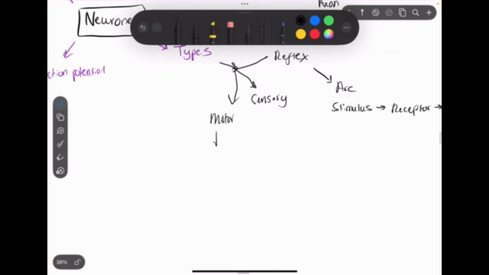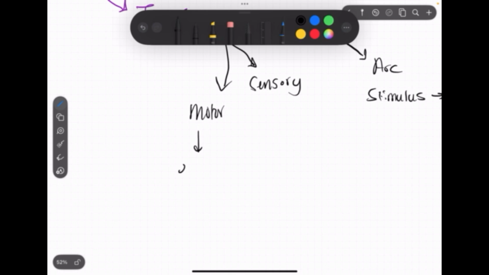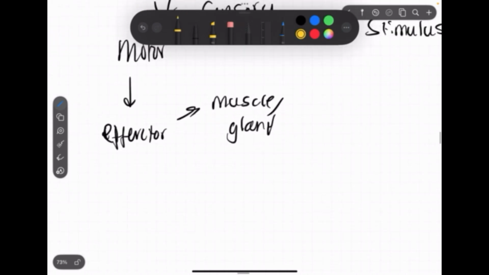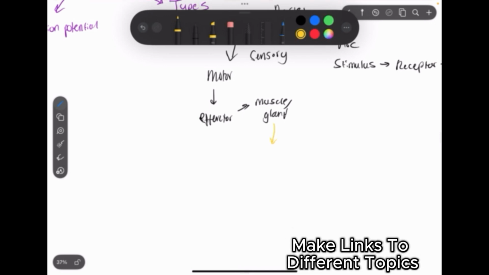Also, motor neurons, maybe you could mention they normally go to muscles, right? Effectors. So a muscle or a gland. So the effector, muscle or gland, what can I link that to? Well, a gland. Let's do yellow for different concepts, because now we'll go to a different topic in the biology spec, if you know it.